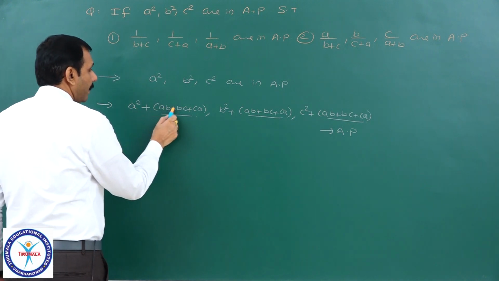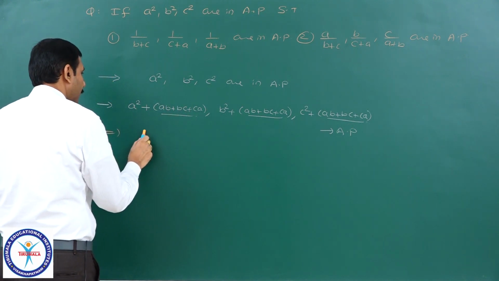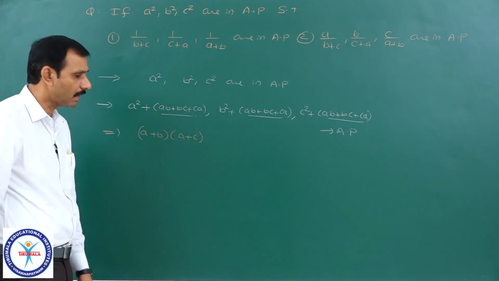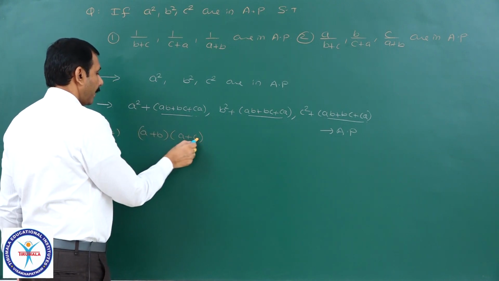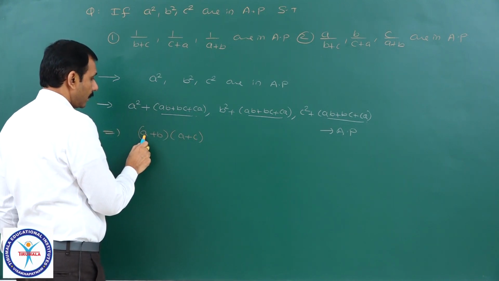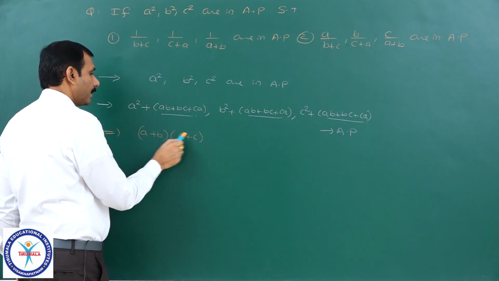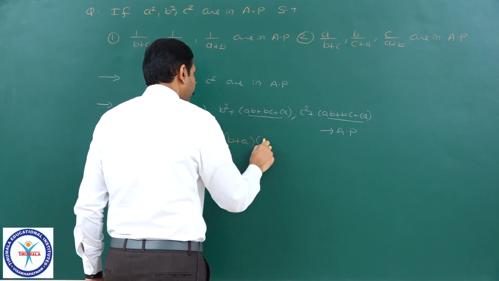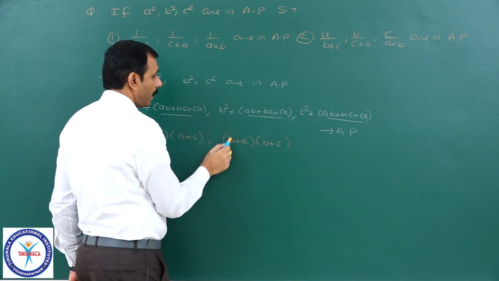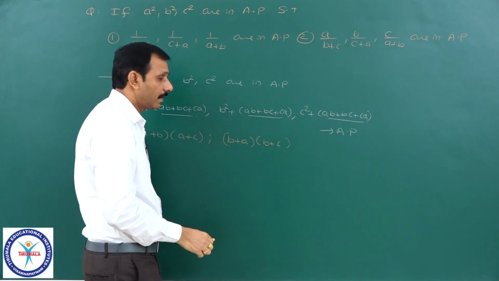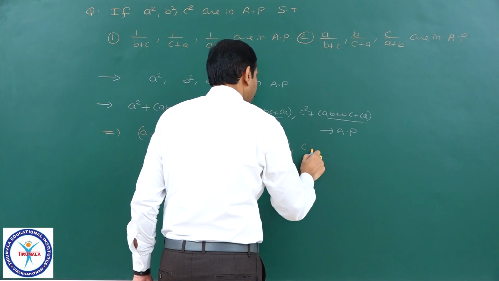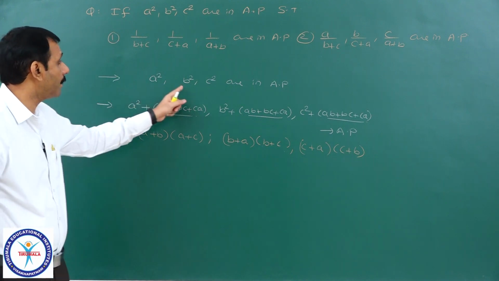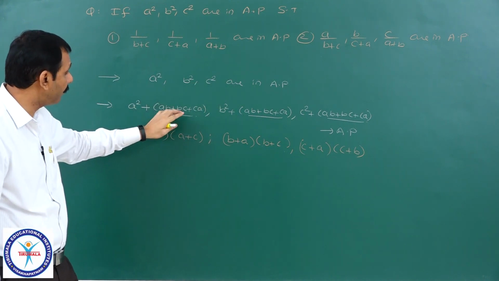This A square plus AB plus BC plus CA is nothing but (A plus B) into (A plus C) only. Observe this, A into (A plus B) plus C, that is A square plus AC plus BA plus BC. And the second term is nothing but (B plus A) into (B plus C) only. Yes, you see, B square plus BC plus AB plus AC. And this third one is nothing but (C plus A) into (C plus B). Therefore, for A square, B square, C square, it is a fixed value only.